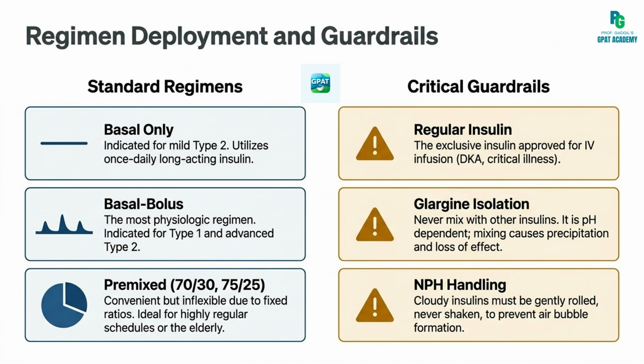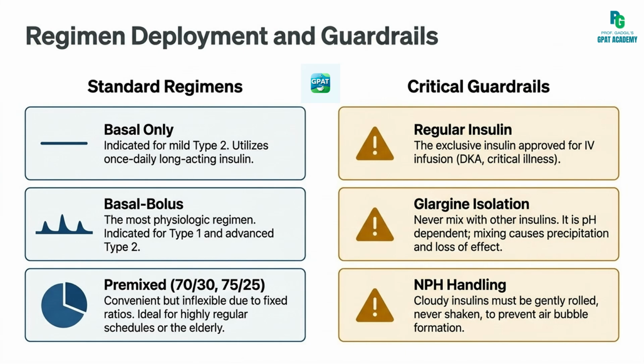Next, we will discuss the general guidelines for the regimen and indication. For basal only regimen, indication is mild type 2, once daily long acting. For basal bolus regimen, indication is type 1 and advanced type 2, most physiologic. For premix BID regimen, indication is type 2 with regular schedules and elderly. For sliding scale regimen, indication is hospital inpatient only and not for home.